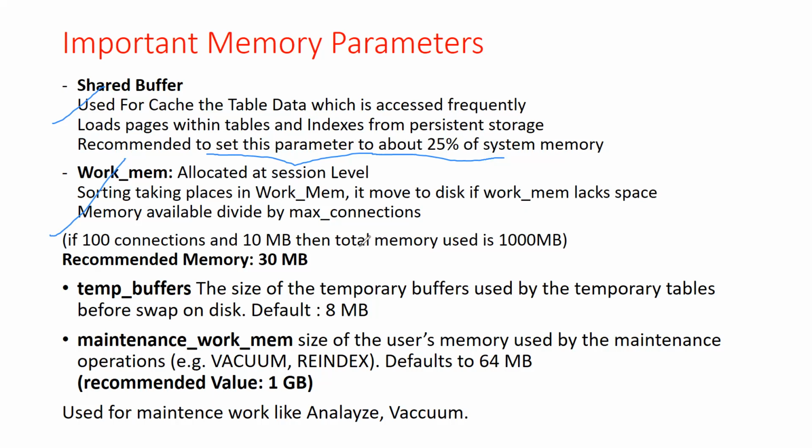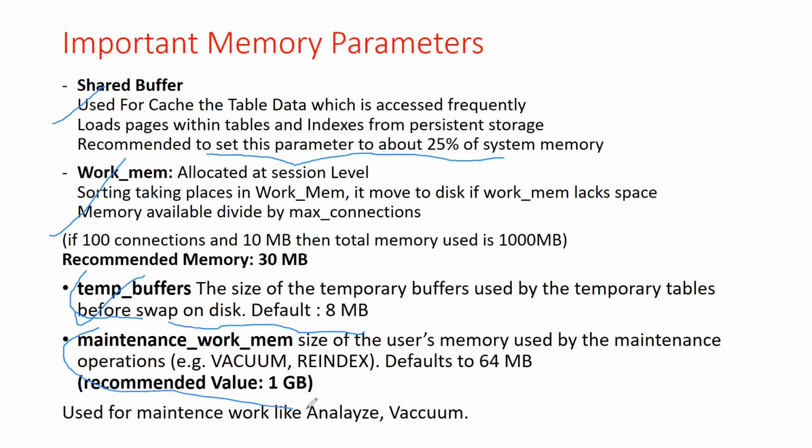Then there are the temporary buffers. Work memory is for tasks done by sorting and hashing. Sorting, hashing, all such tasks are done by work memory. Temporary buffers is the size taken by temporary tables. This is not always used; only whenever you create a temporary table will this memory come up.